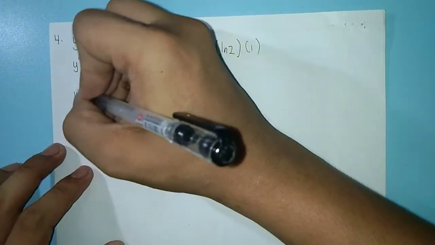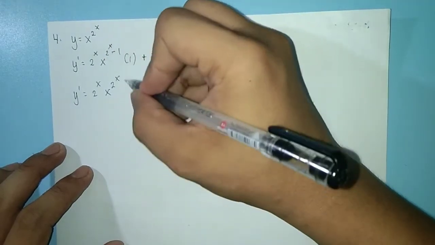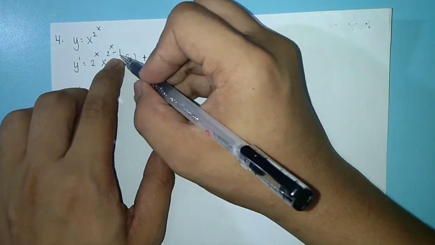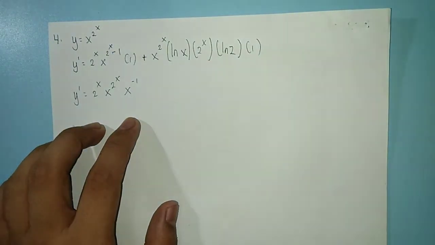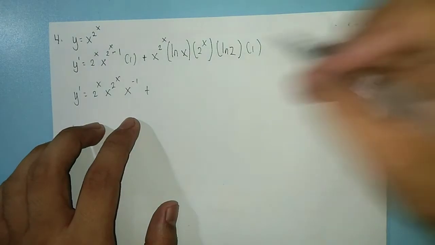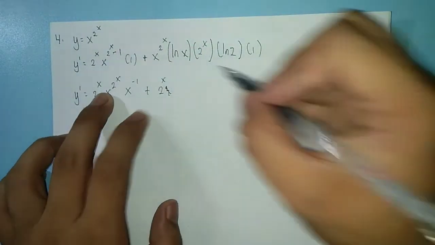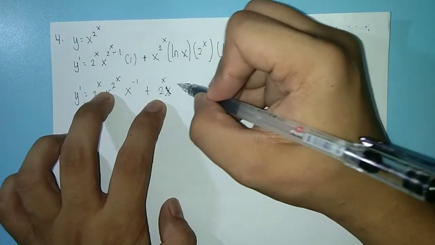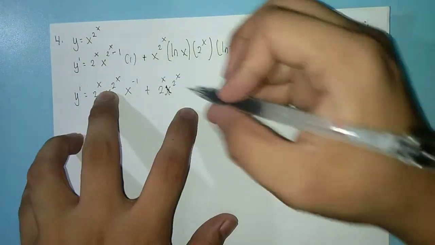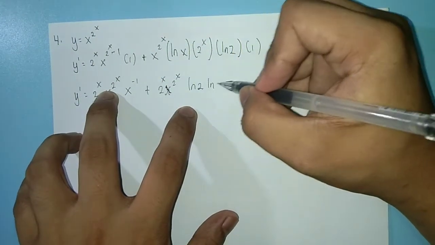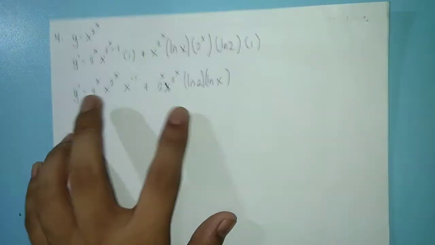So, magiging 2 raised to x, x, 2 raised to x. Then, merong ihiwalay na 1. So, meron tayong x raised to negative 1. Plus, 2 raised to x. Unahin ko na lang tong 2 raised to x. Ito yun. Then, x raised to 2 raised to x. So, ito yun. And then, ln 2, ln x. Okay? So, ln 2, ln x.